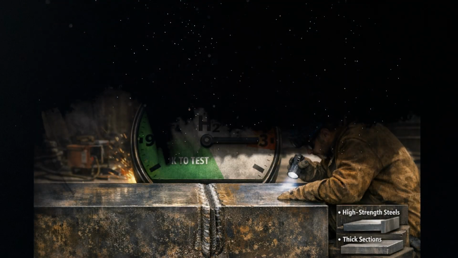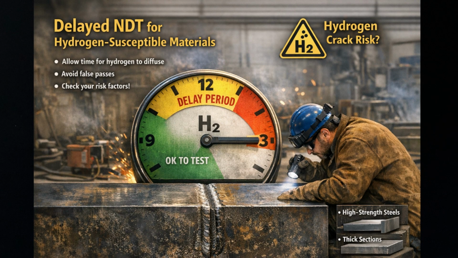There is one special case. For materials that are susceptible to hydrogen-induced cracking, and where no post-heating or PWHT has been specified, NDT must be delayed. The delay period depends on the material and the hydrogen risk. This aligns with your preheat and post-weld hydrogen management strategy. The purpose is to allow any diffusible hydrogen to escape before you inspect, so you do not get a false pass on a joint that may crack later.